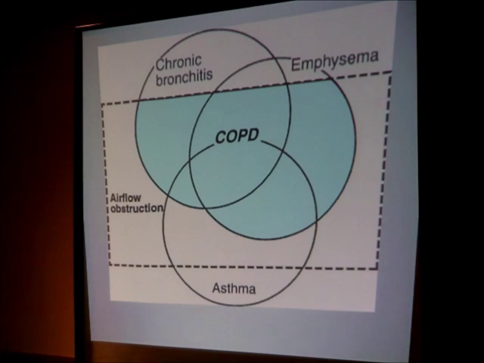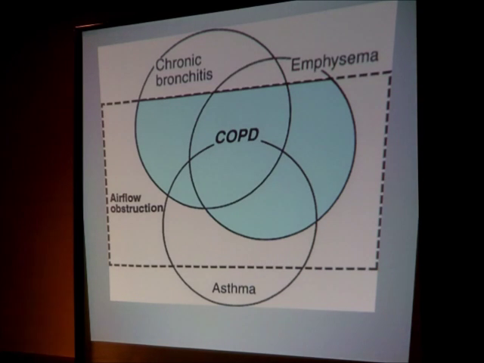And that is, we have chronic bronchitis, emphysema, and asthma. Notice that they overlap. There are many patients who have both chronic bronchitis and emphysema. But look at that overlap with asthma. This is an area that's a hot topic now in chest research and conferences. It's called the asthma COPD overlap syndrome.